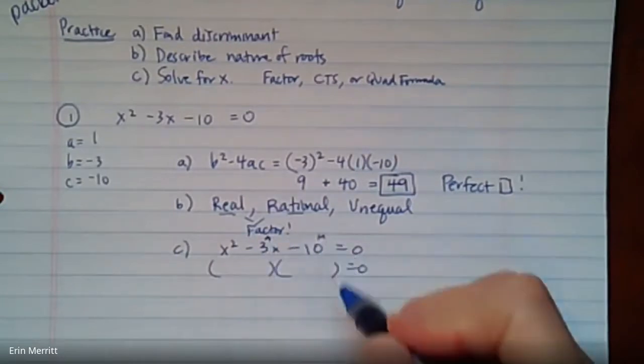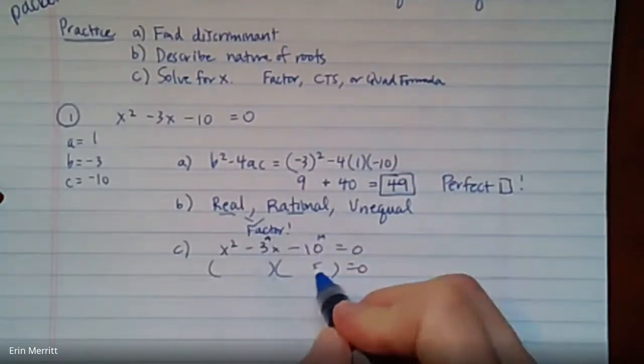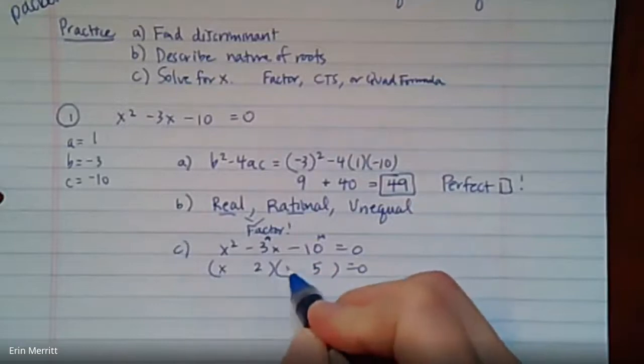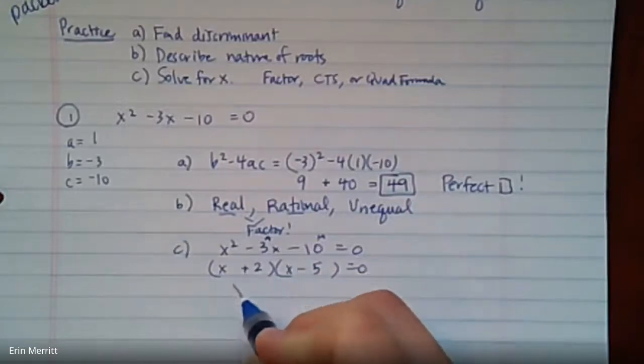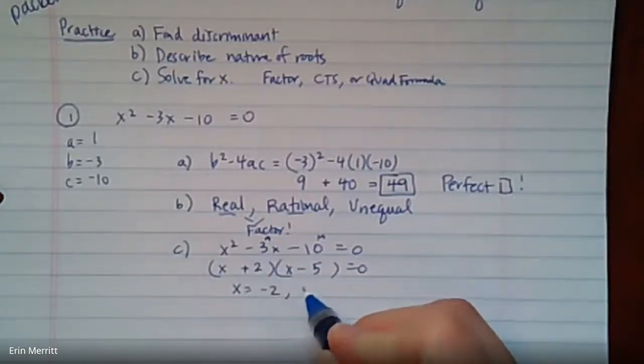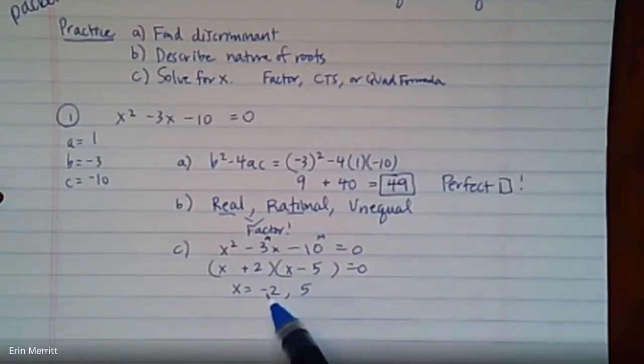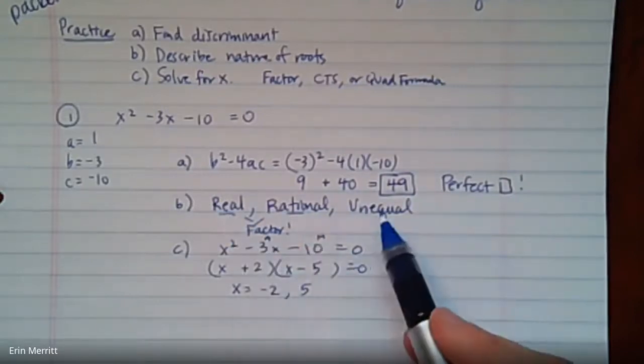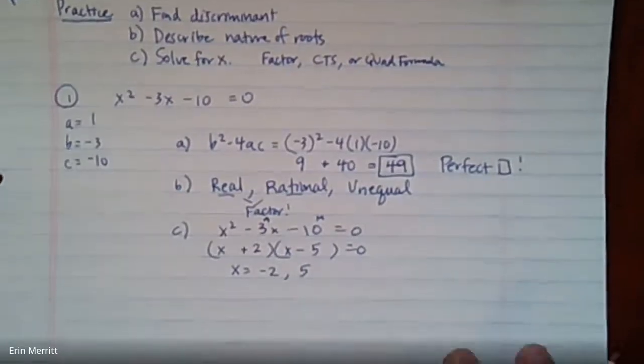What adds to this and multiplies to that? Well, 10 doesn't have a ton of factors, so 5 and 2 will do it. We're going to minus 5 plus 2. This will give us -2 and then +5. And those answers are absolutely real, rational, and unequal. They're 2 distinct values.